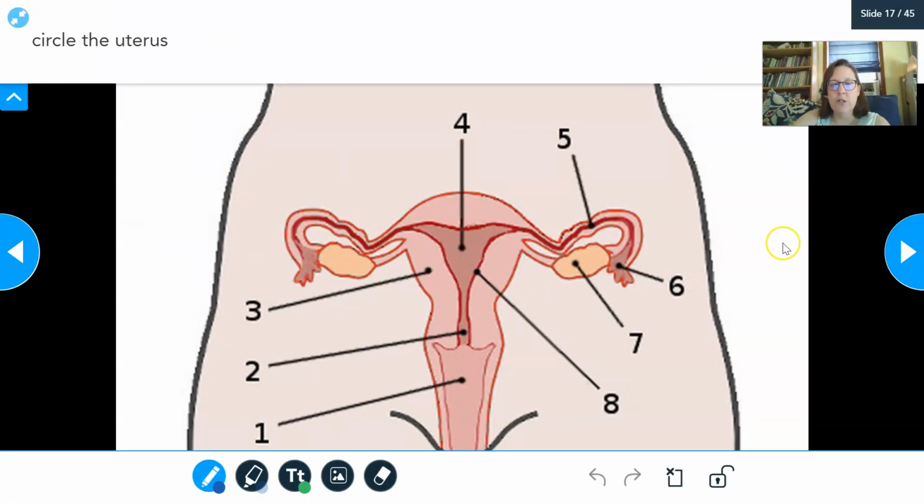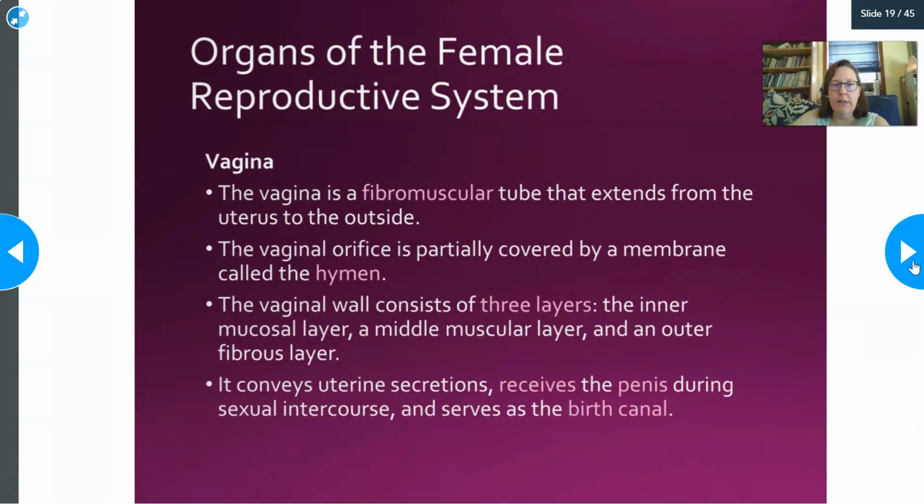So find the uterus and circle the uterus in this diagram. And find the cervix and circle the cervix in this diagram.